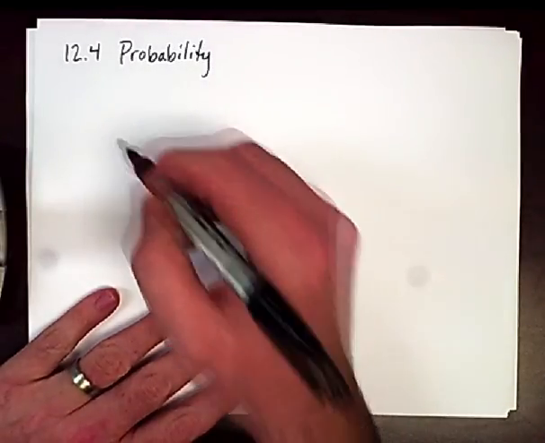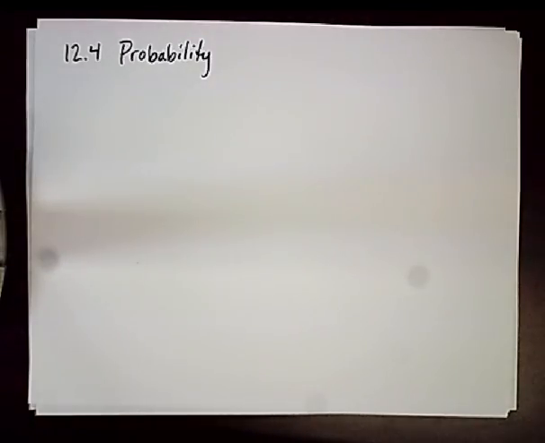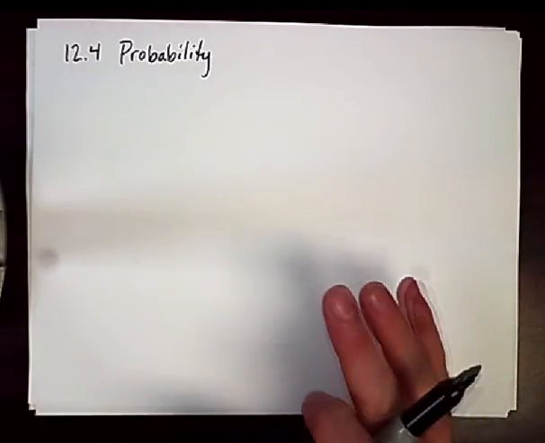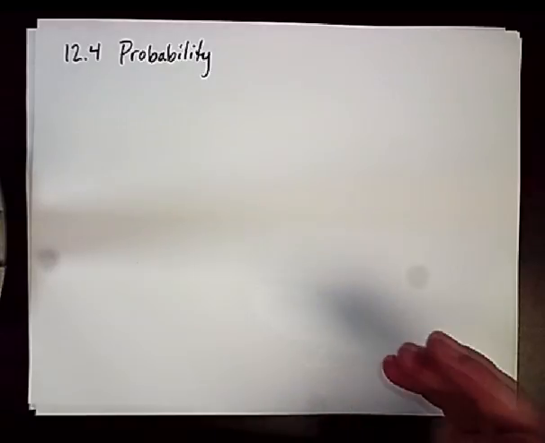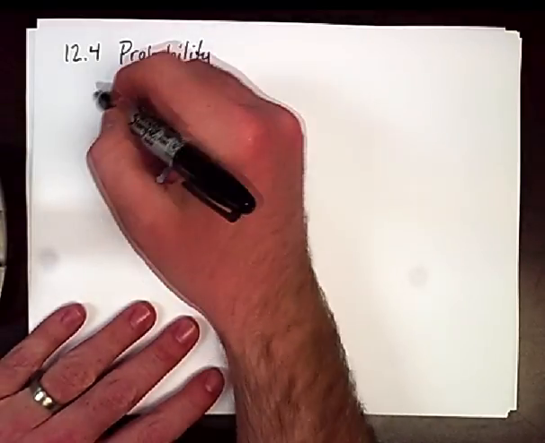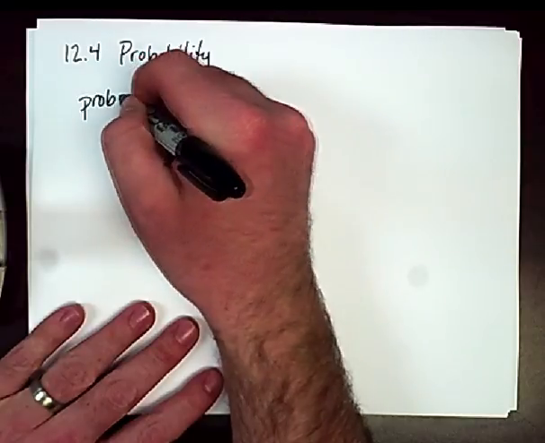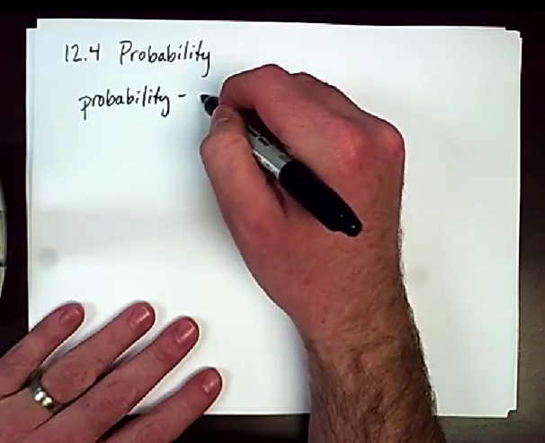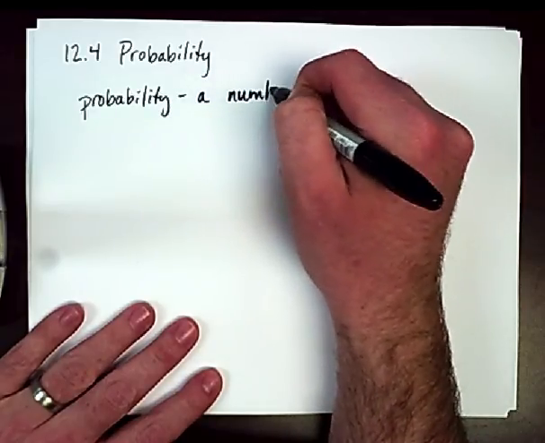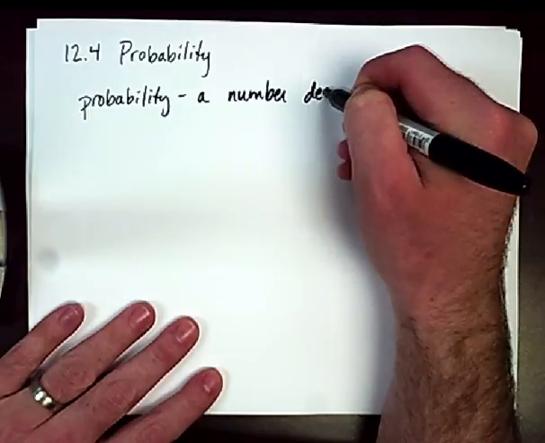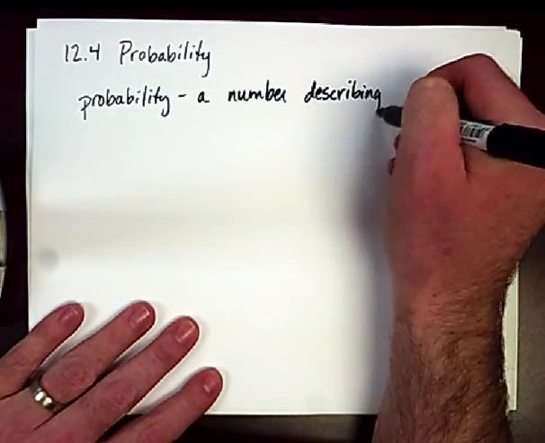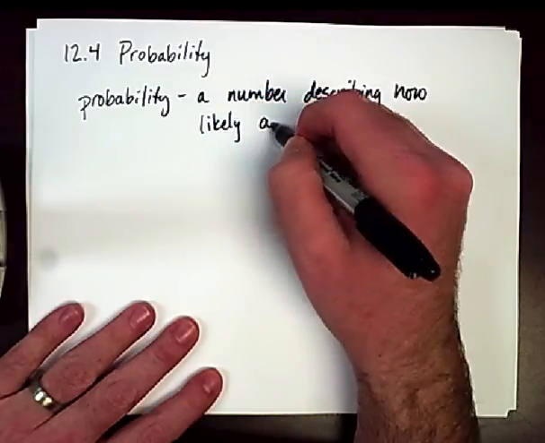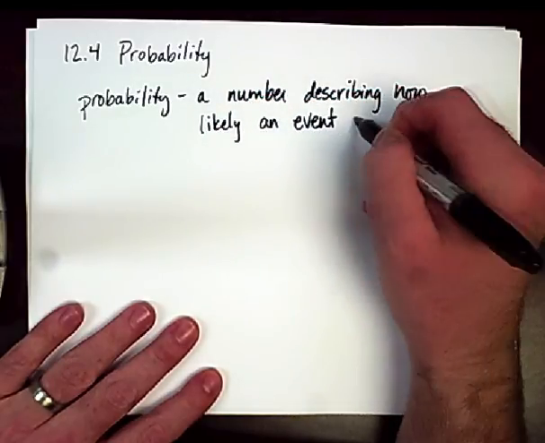So I'm just going to try to do the best I can. We're going over section 12.4 and 12.5 today. 12.4 is probability. Now, there is a really mathy definition of probability in your book, but to me, an easier definition: probability is a number describing how likely an event is to occur.